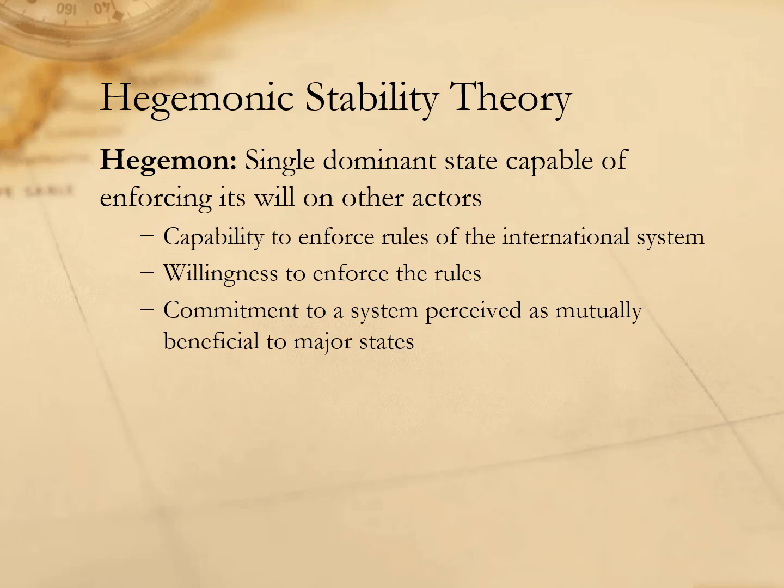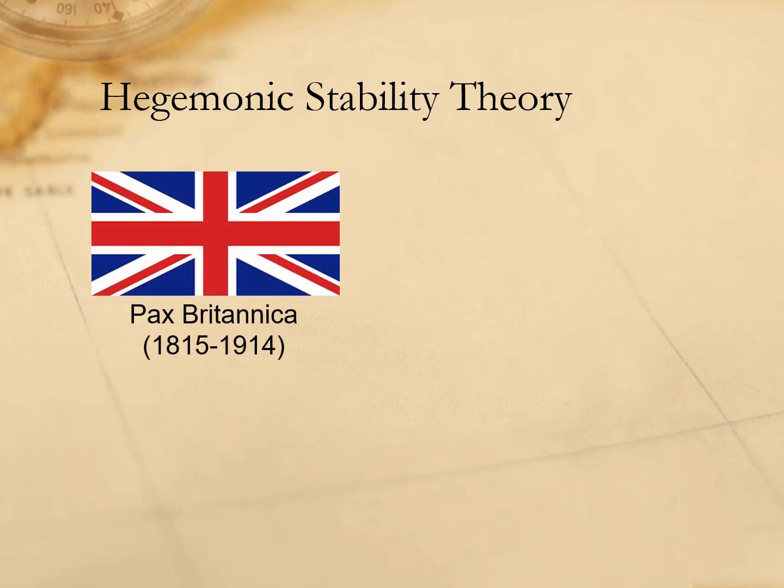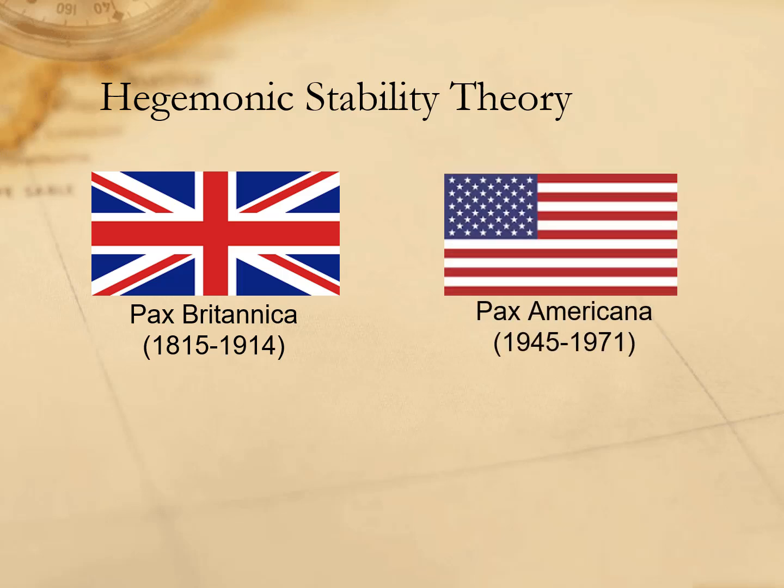Such dominant states generally have a large and growing economy, they dominate the leading technological and economic sectors of the world, and they have political power backed up by military power that can be projected internationally. Historically, there are several examples of such hegemons. We can think of Britain during the Industrial Revolution from roughly 1815 to 1915, or we can think of the United States in the post-World War II era from 1945 to the early 1970s as examples.